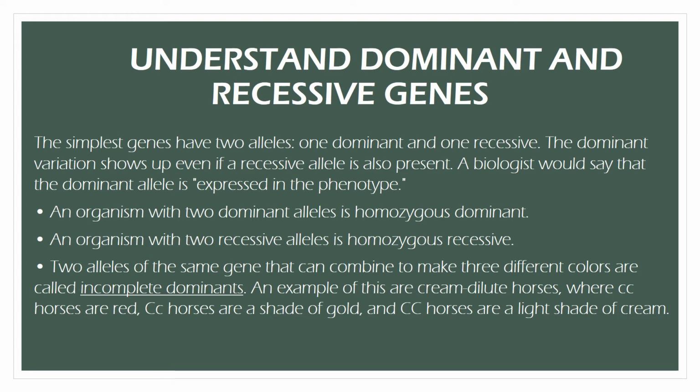And so where 2 small letter c, or the homozygous recessive horses, are red, and the 1 capital letter C with 1 small letter c, which is called the heterozygous horses, are a shade of gold. And the 2 capital letter C, also called the homozygous dominant horses, are a light shade of cream.